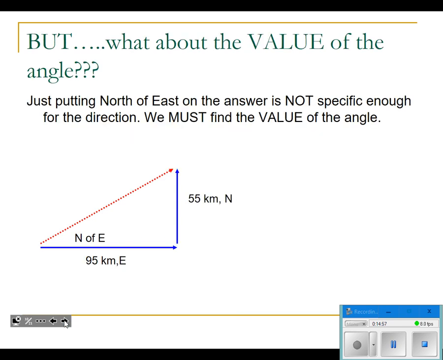Okay, so back to my problem. Just saying north of east, though, is not specific enough. We actually have to find the value of the angle. To do that, we would use trig. Okay, so we find that theta, and we could do our inverse tangent. So our theta would be found by doing inverse tangent of opposite over adjacent. Okay? So I think on my next couple of slides I actually do that.